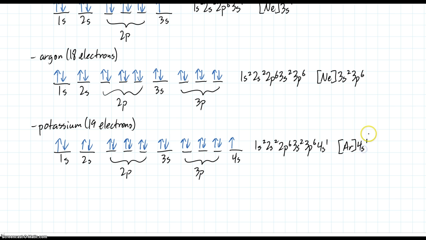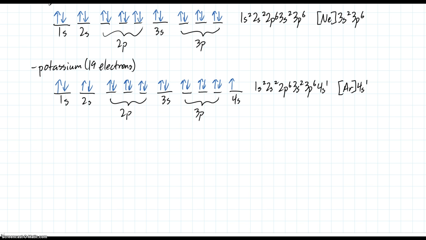configuration, and then 4s1. I'll just do one more example of these showing all three representations, the orbital diagram, the longhand notation, and the shorthand notation. And I will do it for scandium, which has atomic number 21. So when it's neutral, it has 21 electrons. So from what we have for potassium, we need to add another 2 electrons.